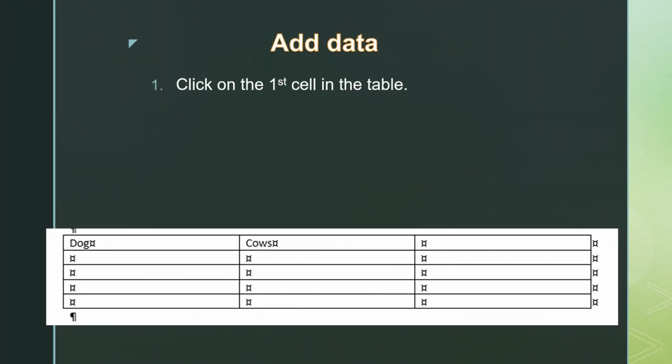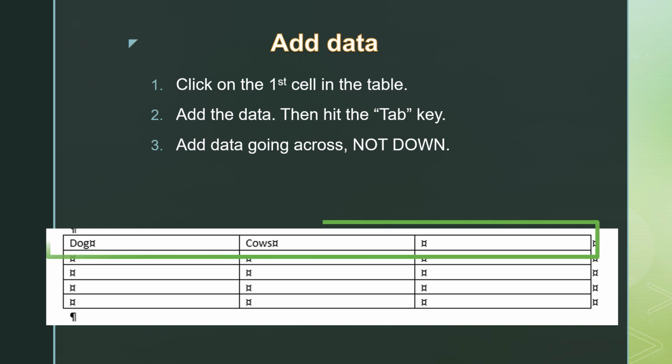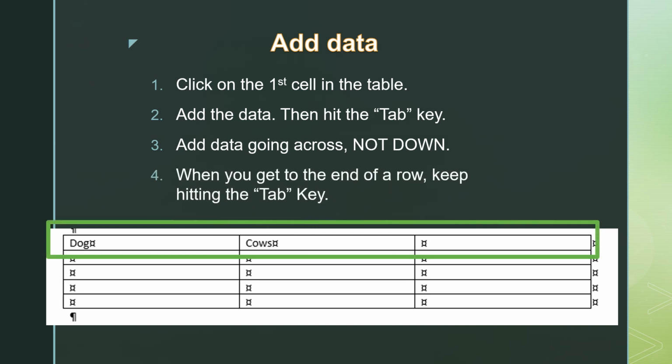Adding data. Click on the first cell in the table. Add the data, then hit the Tab key. Add data going across, not down. When you get to the end of a row, keep hitting the Tab key.